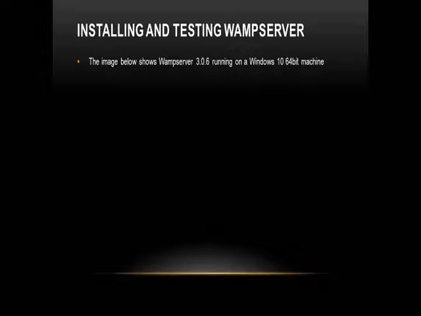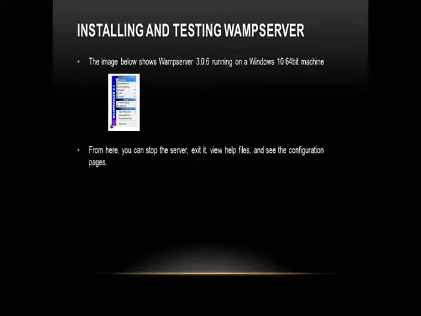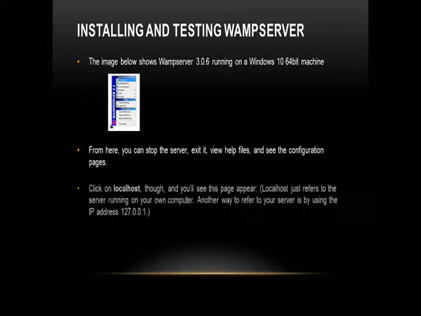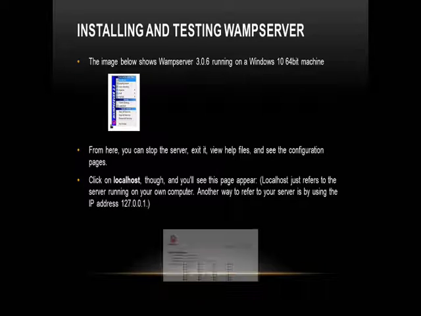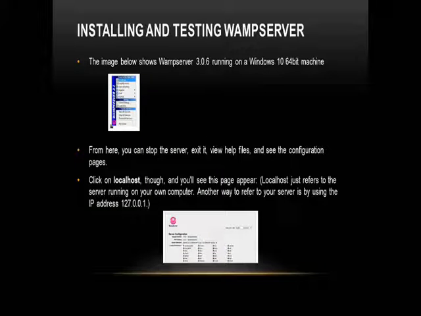Okay, so the next step: the image below shows the WAMP server 3.0.6 running on a Windows 10 64-bit machine. That should look like that. From here you can also stop the server, exit, view help files, and see the configuration pages. If you click on localhost, or you can actually just use the IP address 127.0.0.1, it should look like this.